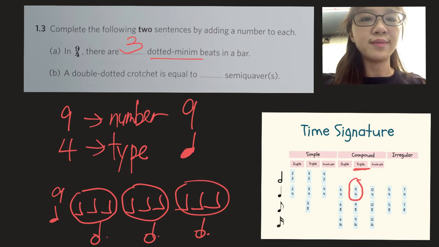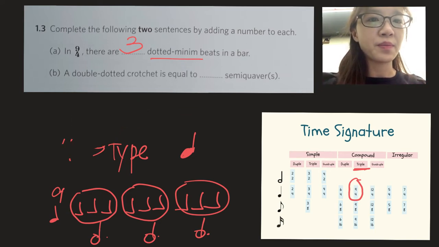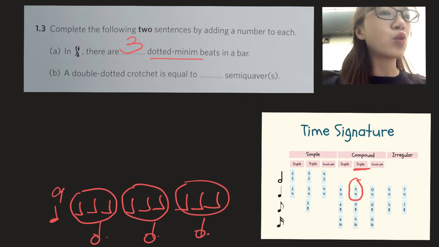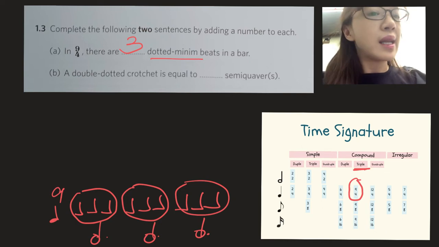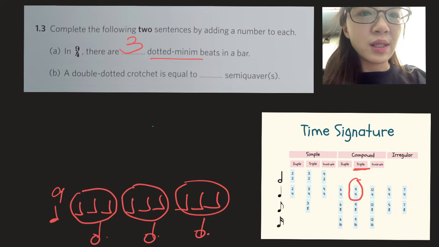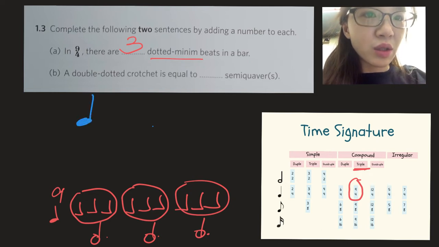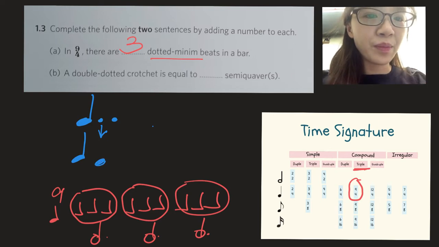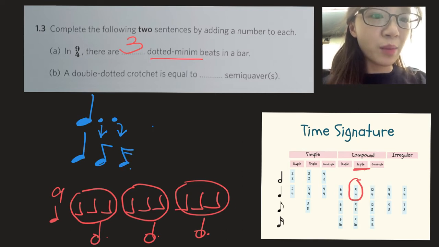To continue on, a double dotted crochet is equal to how many semiquavers? Okay, let's understand double dotted crochet. Double dot here, what does it mean? So we know that this is a crochet. And the first dot is half of the crochet, which is a quaver. The second dot is half of the quaver, which is a semiquaver. So we know that is 1 semiquaver.